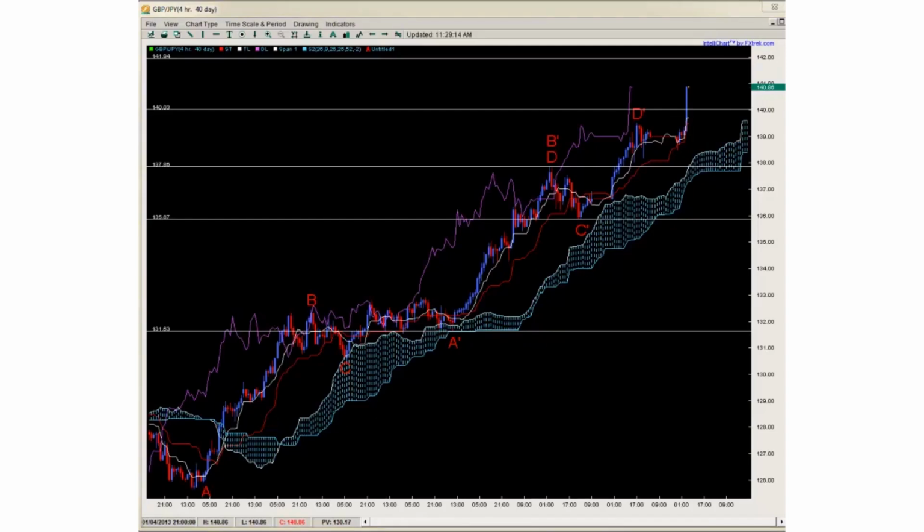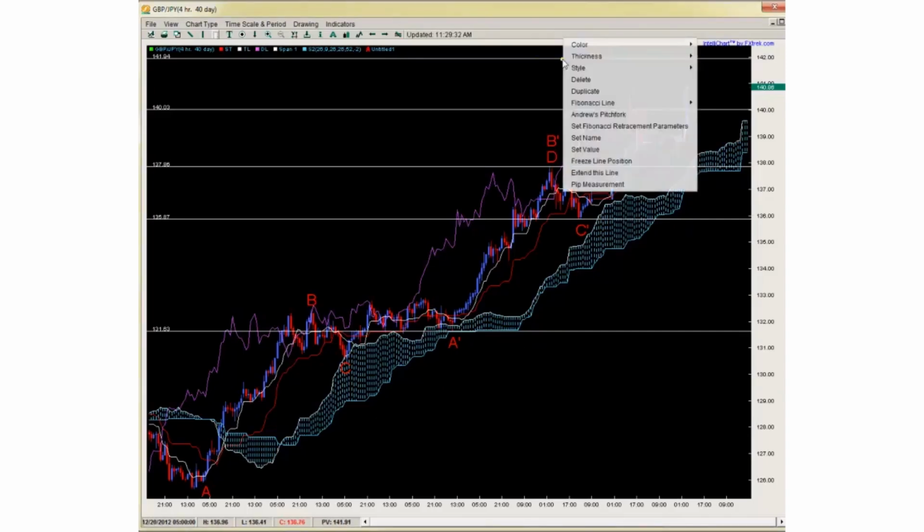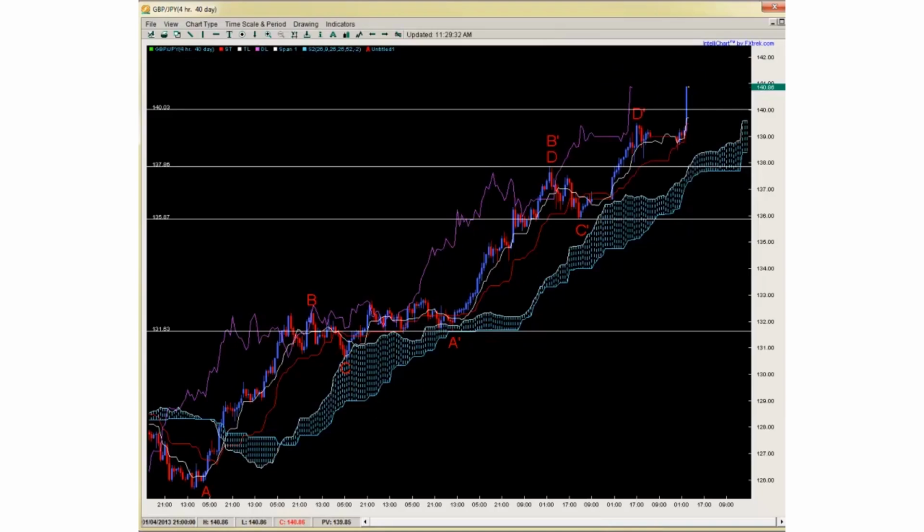Let me think of some other notes. I've gone through the basic calculations here. I've shown you an A, B, C, D, and then an A prime, B prime, C prime, and D prime of where things should be. Let me see if there are other calculations or other notes. I'm looking at my notes here if there's anything else I want to mention.